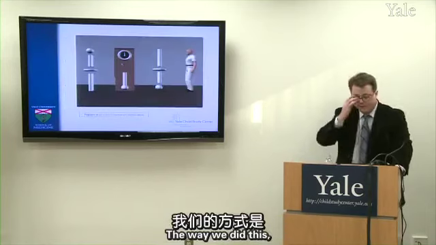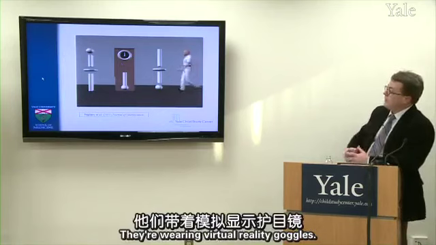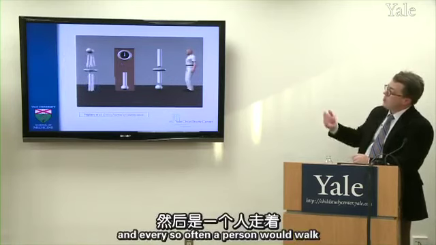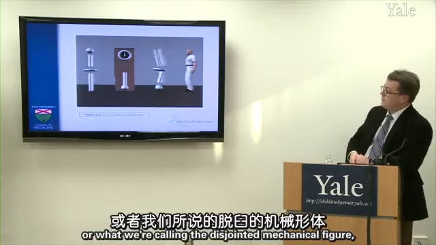And the way we did this, we put people in the magnet and we showed them this display. So they're wearing virtual reality goggles, and we had this animated display. And every so often a person would walk, as you just saw, or what we called a robot would move, or what we're calling the disjointed mechanical figure.